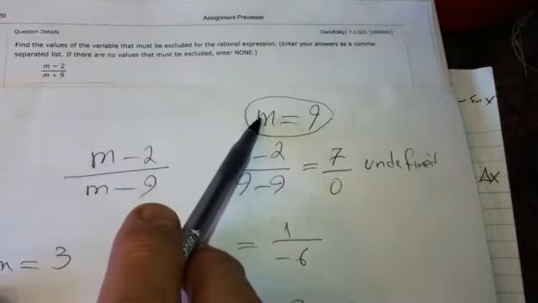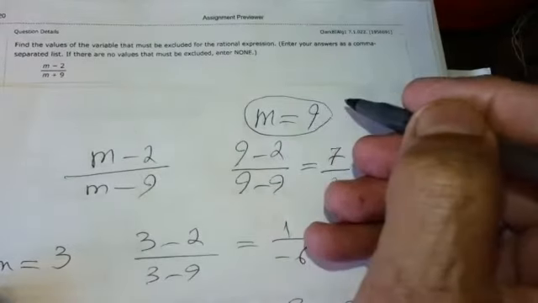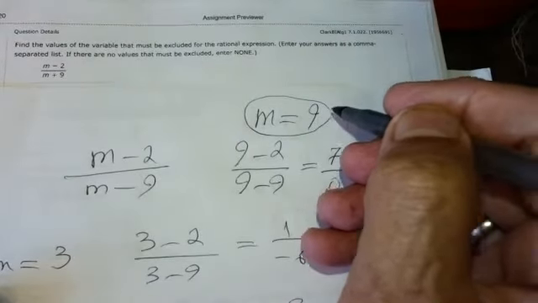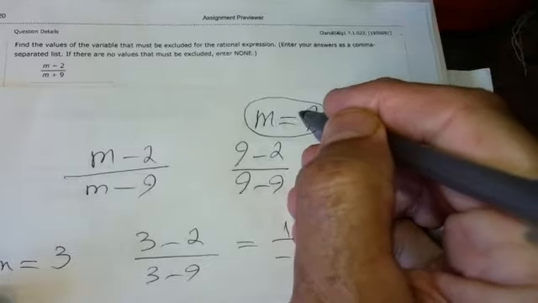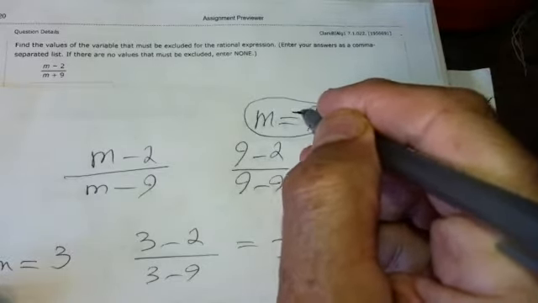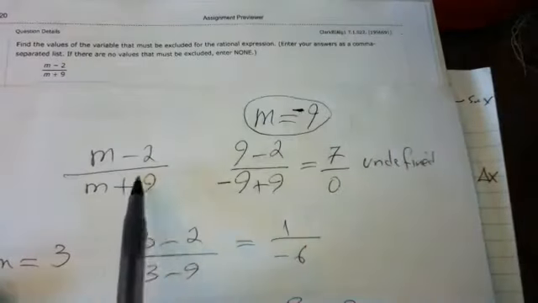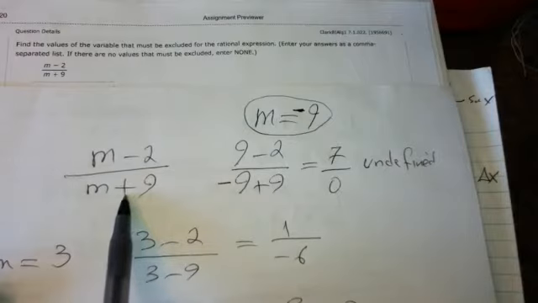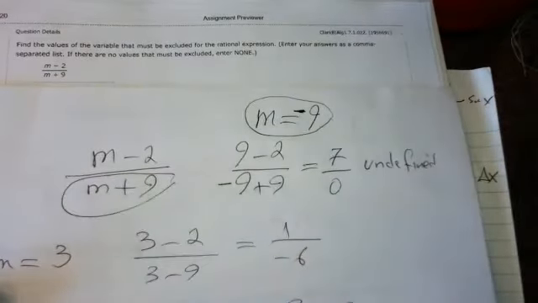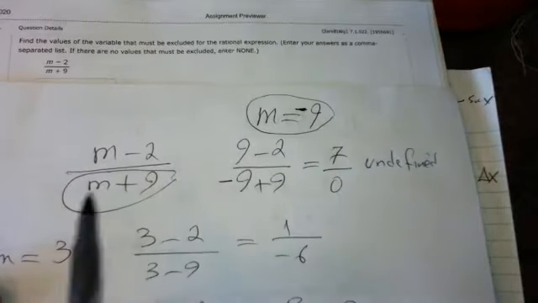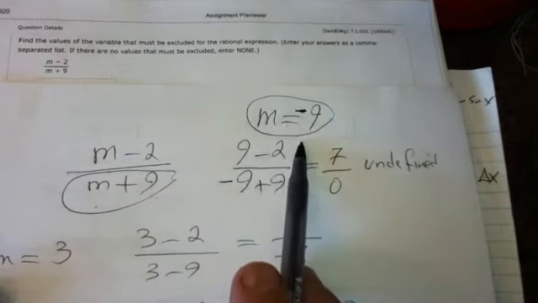This number is always... should be minus 9 here. It's always opposite of the sign here. You always look at the denominator. The denominator is important. What number would make the denominator 0? Negative 9. You don't want that.